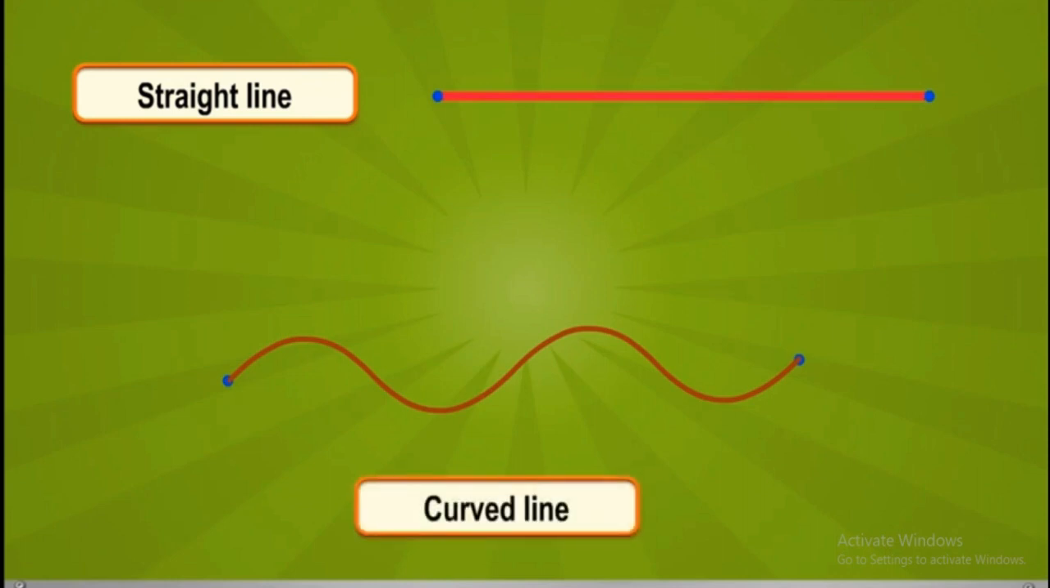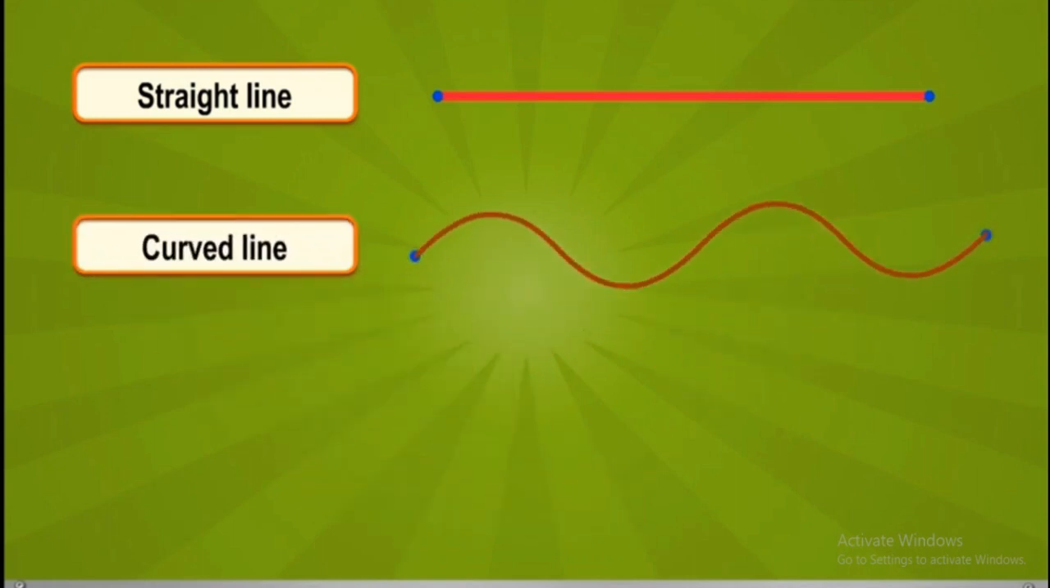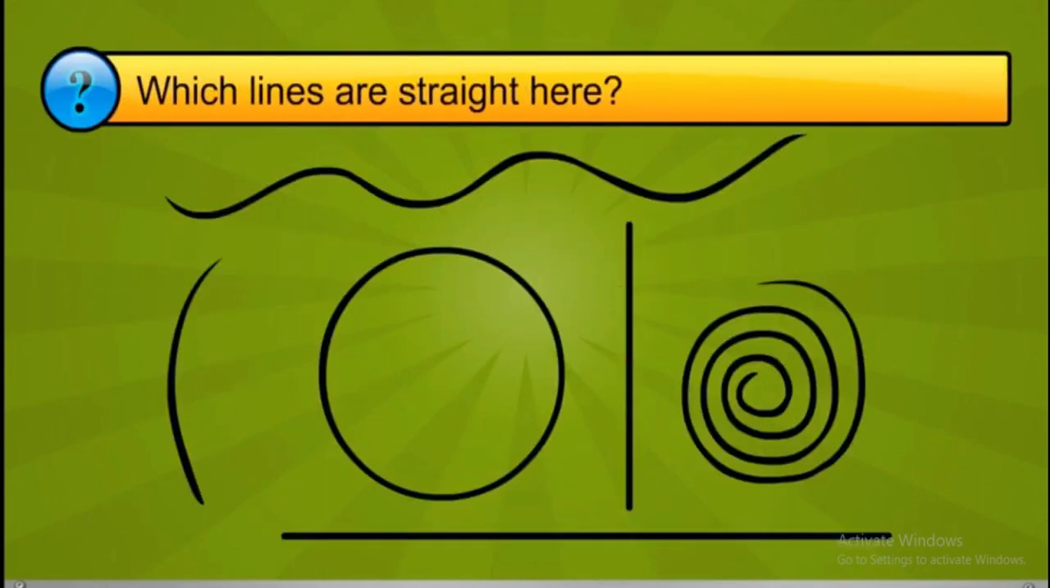A curved line does not have sharp edges. So, a line like this is not a curved line. We can say that it is a line made with three straight lines. Which lines are straight here?